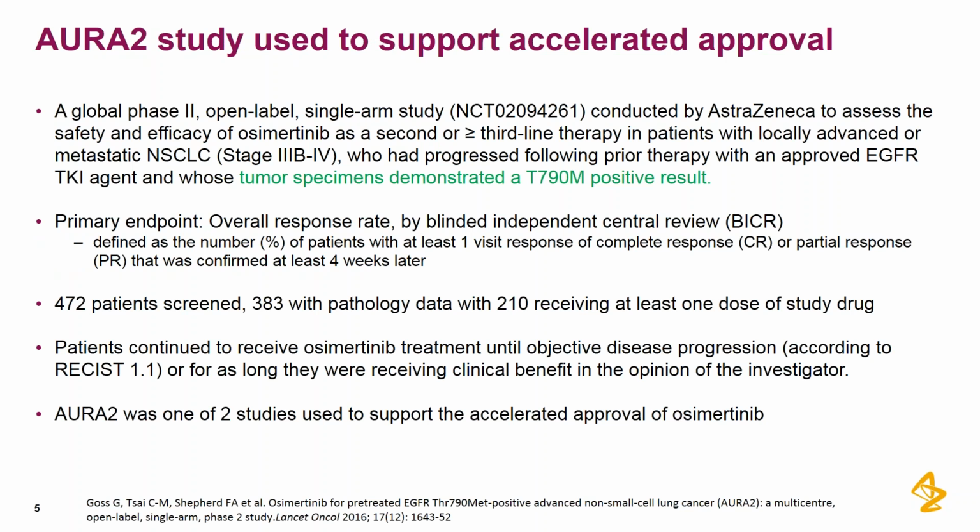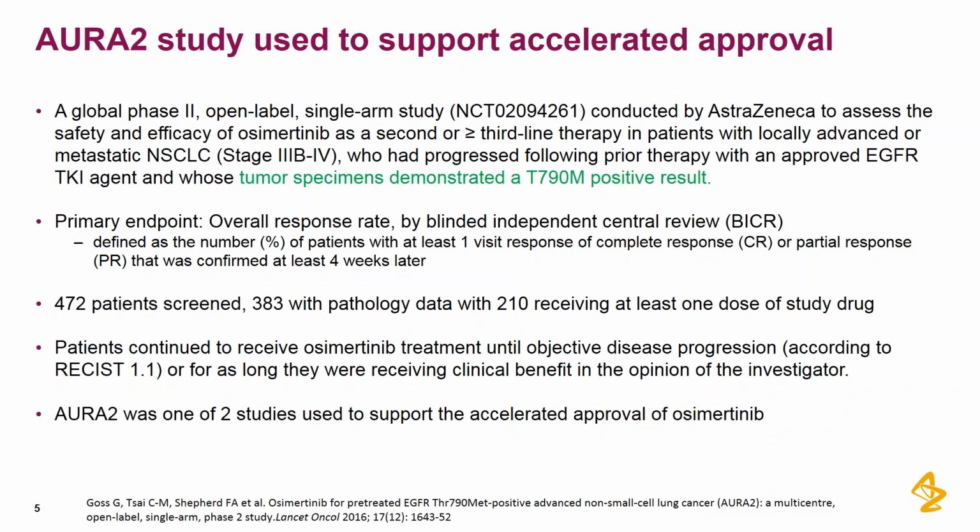We conducted a global phase 2 open label single arm study to assess the safety and efficacy of osimertinib in a patient population who had non-small cell lung cancer. It was second line, they had progressed on previous therapy, and their tumour specimens demonstrated a T790M positive result. The primary endpoint was overall response rate by blinded independent central review, defined as the proportion of patients having at least one visit response of a complete or partial response that was confirmed at least 4 weeks later.